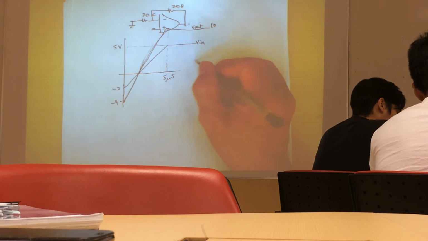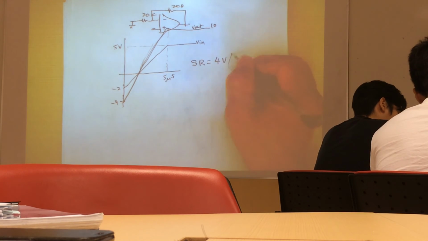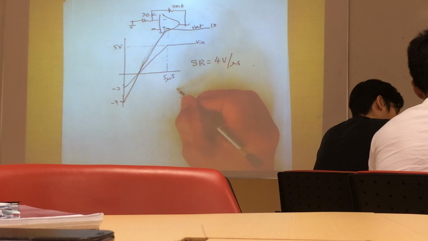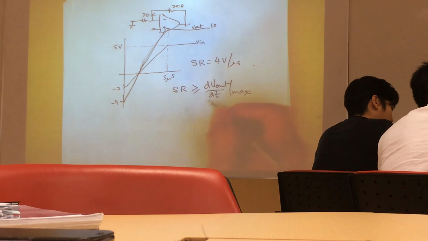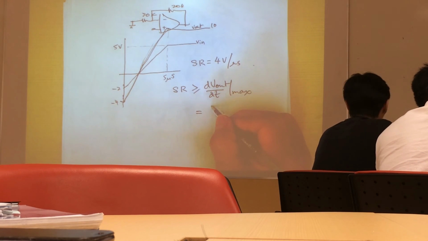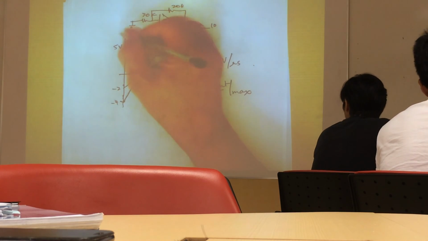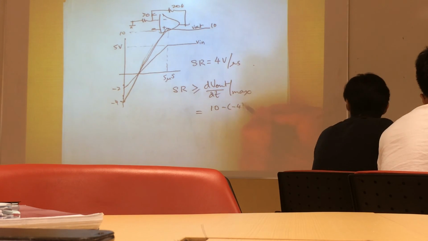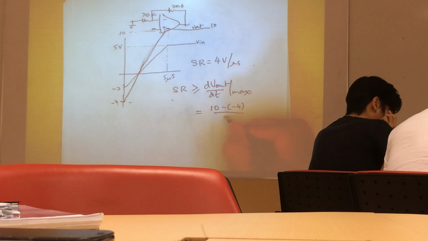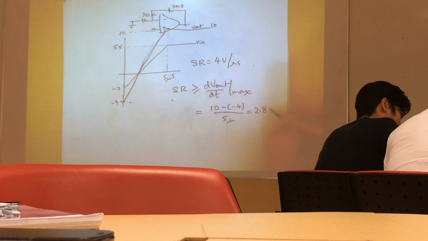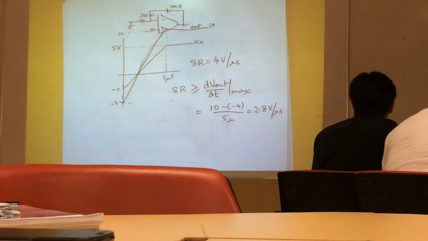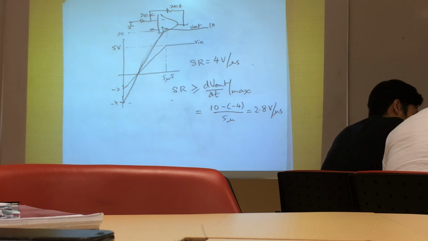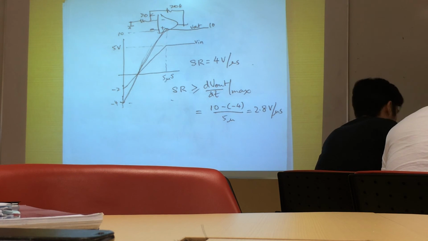So we know that the op-amp has a slew rate, in this case, of 4 volts per microsecond. And we need to know that the slew rate must be greater or equal to the maximum rate of change at the output. And the maximum rate of change at the output is 10 volt minus -4 divided by 5 microseconds. And that works out to be 2.8 volt per microsecond. So, is the slew rate, which is 4 volt per microsecond, larger than the maximum rate of change at the output?